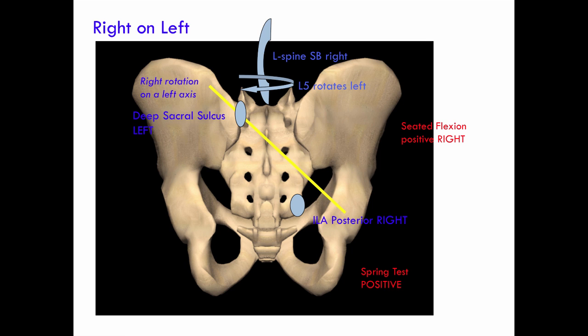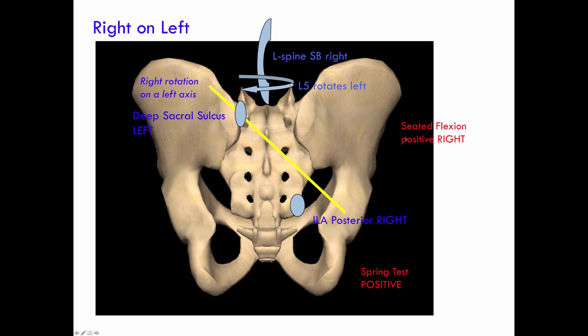So if we look at a right on left, we saw that motion just a moment ago. Seated flexion test is positive on the right. So the dysfunction is on the right-hand side. This is going to be shallow, however. We generally mark our deep sacral sulcus as the landmark that we track. So now the deep sacral sulcus is going to be over here.